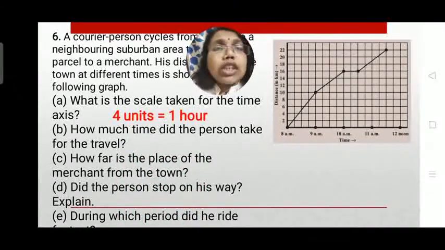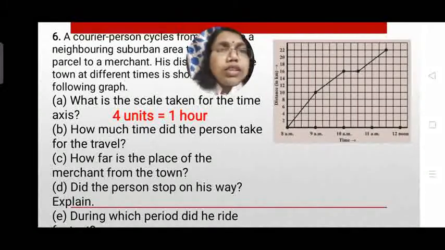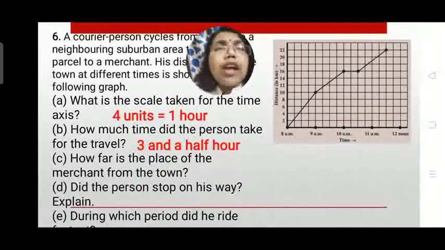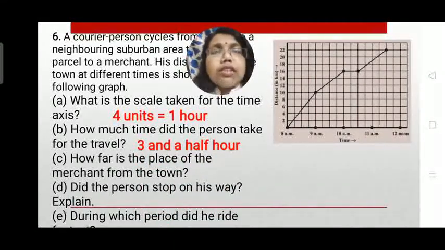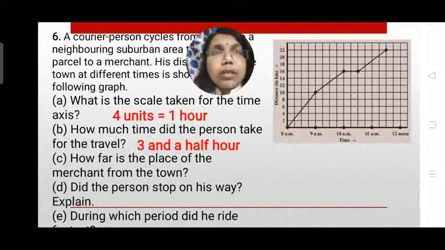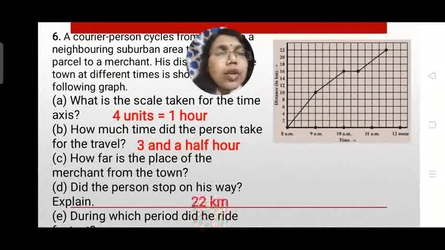Now, how much time did the person take for the travel? The total time from the beginning to the end is 8 to 11:30, therefore 3.5 hours. How far is the place of the merchant from the town? So we could see that he has traveled 22 kilometers and reached the merchant's house, therefore it is 22 kilometers.